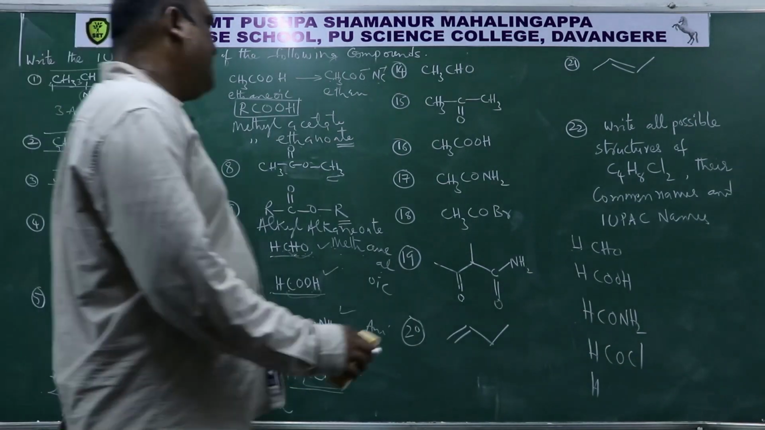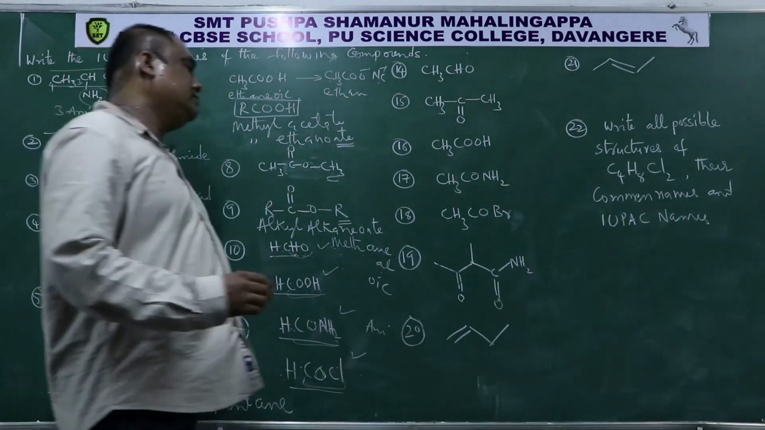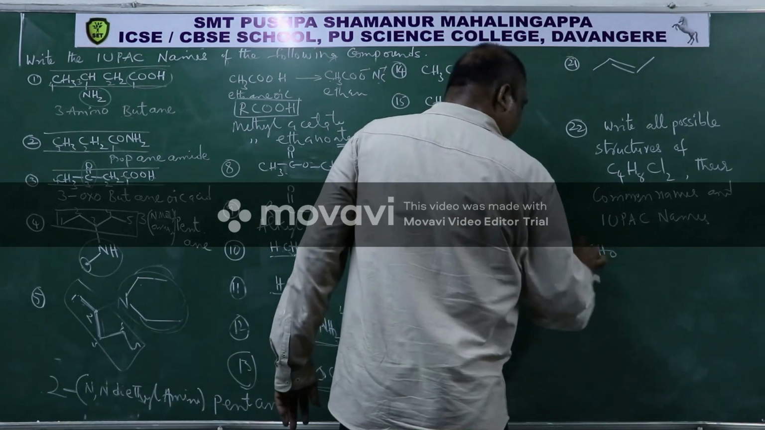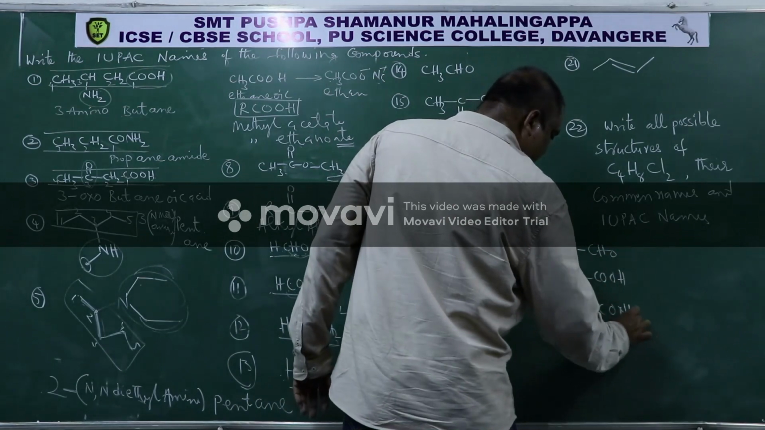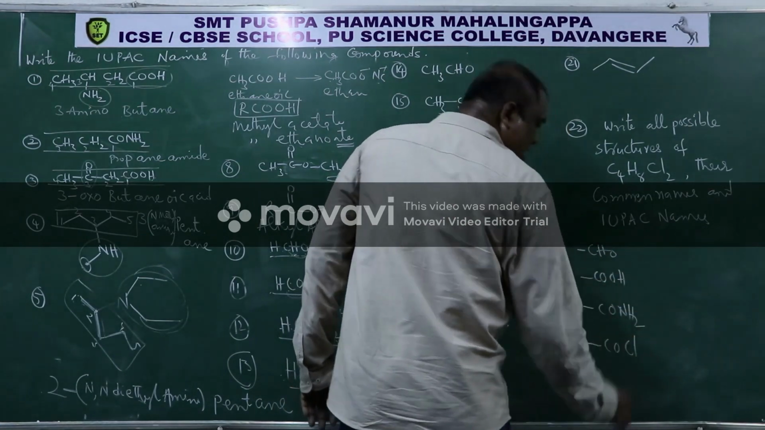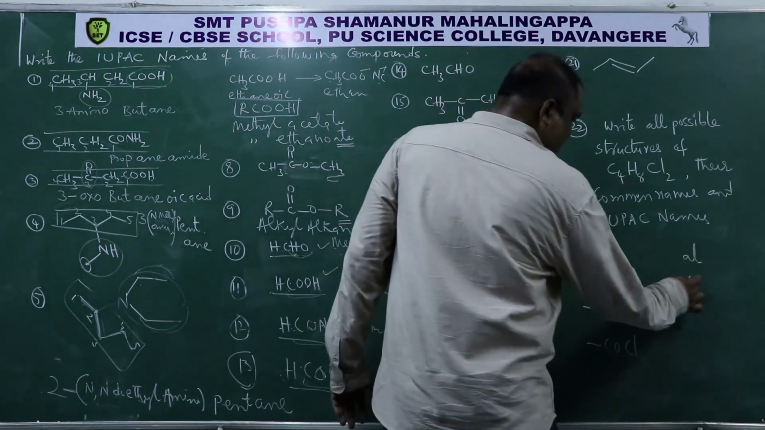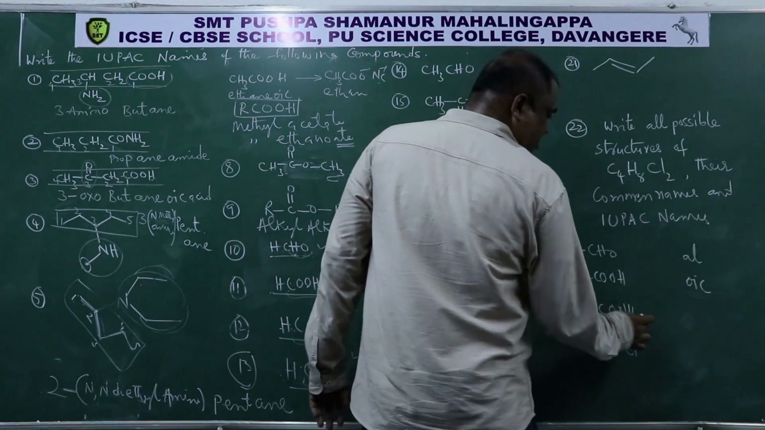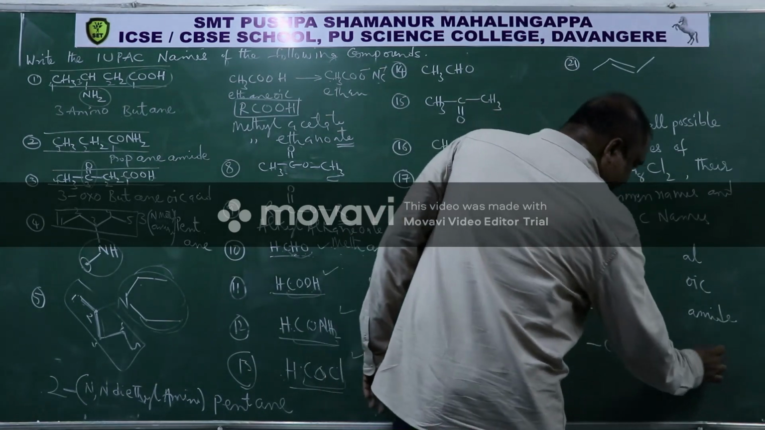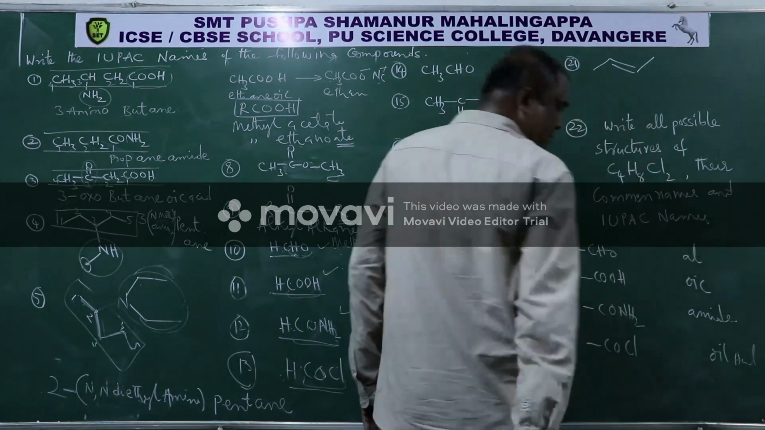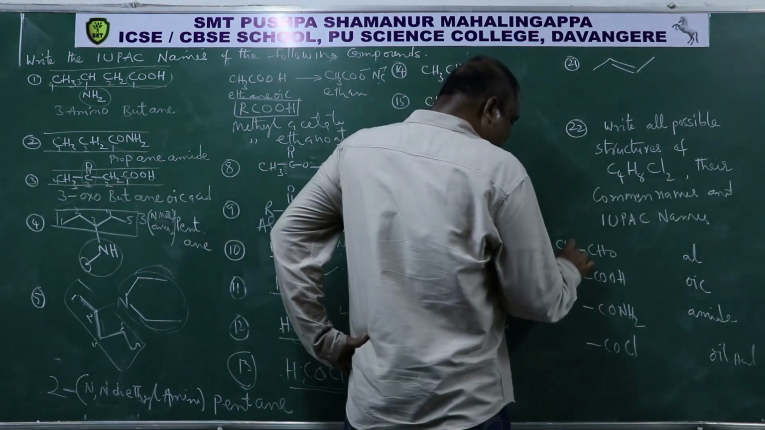Then, just like that, this is the aldehyde group, this is the acid group, this is the amide group, this is the acyl halide or acyl chloride group. If the aldehyde group is there, the secondary suffix is al. If COOH is there, the secondary suffix is oic acid. If CONH2 is there, the secondary suffix is amide. If COCl is there, the secondary suffix is oyl halide. So, suppose now I attach CH3.